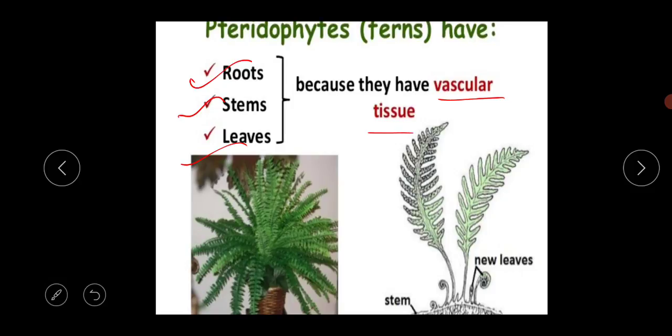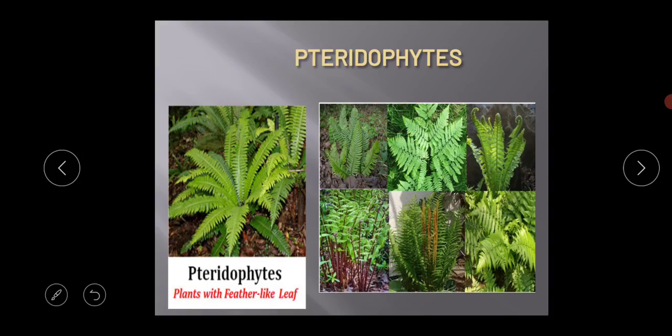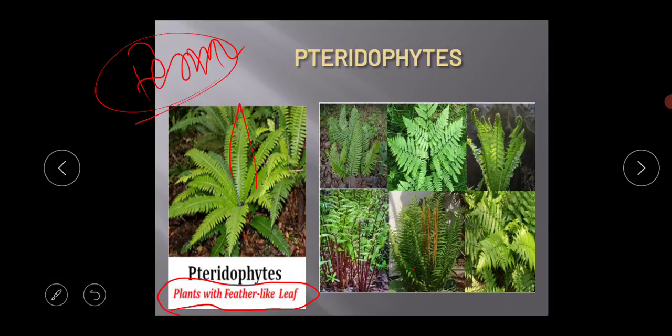Just look at the structure. This is the basic form of the pteridophytes. These are examples of pteridophytes: plants with long, feather-like leaves. This is the picture of the pteridophytes. The main plant is the fern, and the fern also serves as an ornamental plant. I think all of you know this. So this is our pteridophytes.